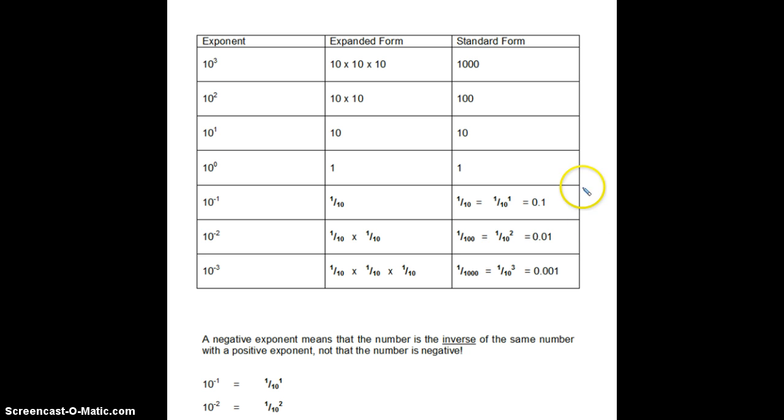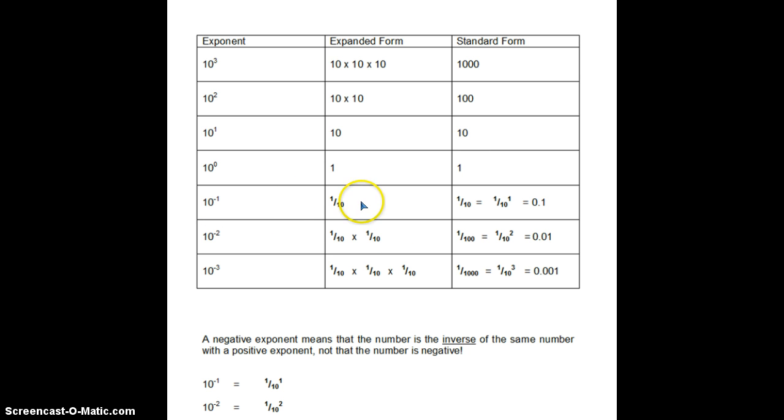Okay, so if I clear up that table a little bit, make it a little easier to read, we have 10 to the third is 10 times 10 times 10 equals 1,000. And the 3 here indicates the number of zeros in our standard form answer. 10 squared is 10 times 10, which is 100. There's 2 zeros here. 10 to the 1 is 10. There's 1 zero here. 10 to the 0, if you look, there's no zeros at all. It's just 1 with no zeros.